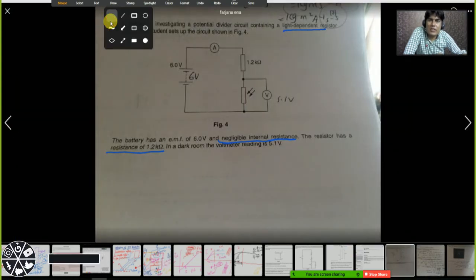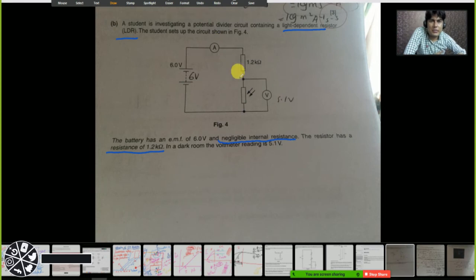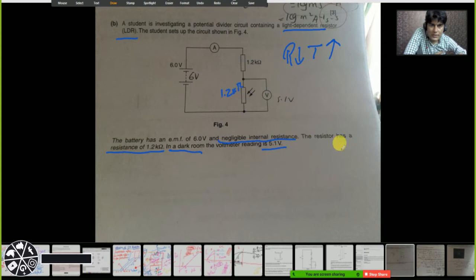LDR has a negative temperature coefficient, which means resistance will decrease if you increase the temperature. Got it? So the voltmeter reading is 5.1 volt, and this is in the dark room. It means the resistor across this is 1.2 kilo ohm. Got it? The resistor has a resistance of 1.2 kilo ohm, and this is in the dark.